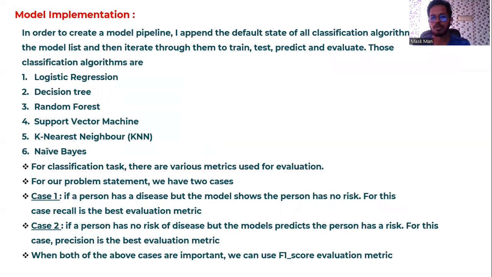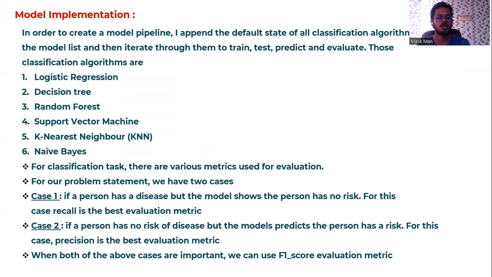So after that, the model implementation. I created a model pipeline which consists of classification algorithms, and then iterates through them to train, test, predict, and evaluate. Those classification algorithms are logistic regression, decision tree, random forest, support vector machine, k-nearest neighbors, and naive Bayes.